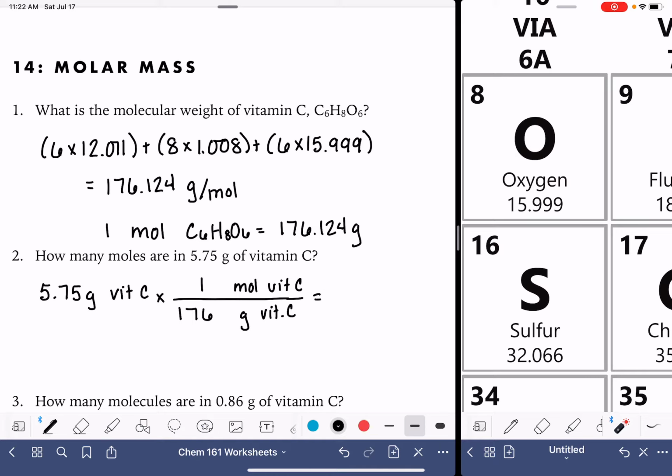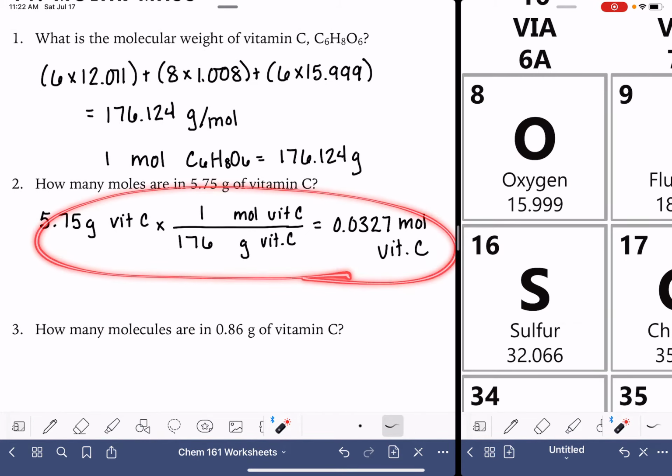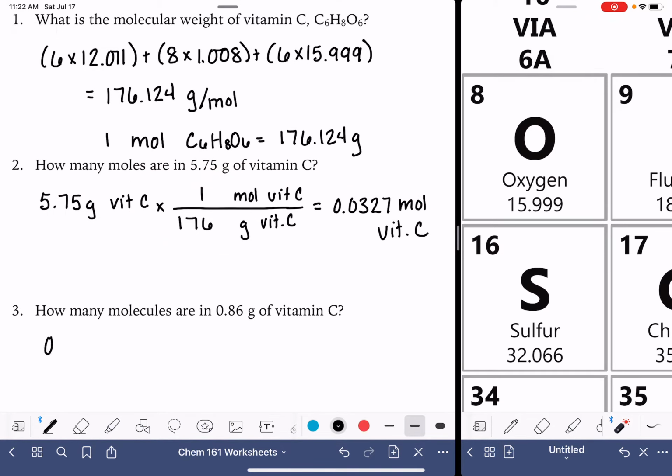5.75 divided by 176 is 0.0327 moles of vitamin C. If we are being asked to calculate how many molecules there are, that's just going to take one extra step at the end of this problem. So we'll start by converting our grams of vitamin C into moles, just like we did in problem number 2. 1 mole of vitamin C is 176 grams of vitamin C.